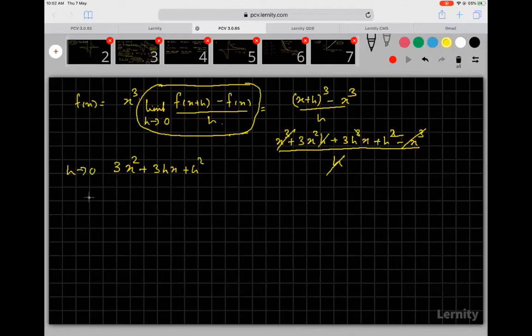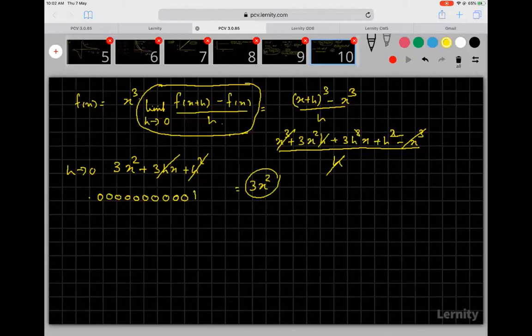Close to 0 means how much? 0, 0, 0, 0, as many zeros as you can write, and then 1. So close. So I can say this is 0. I can say this is also 0. And I will get 3x square. Do you understand?